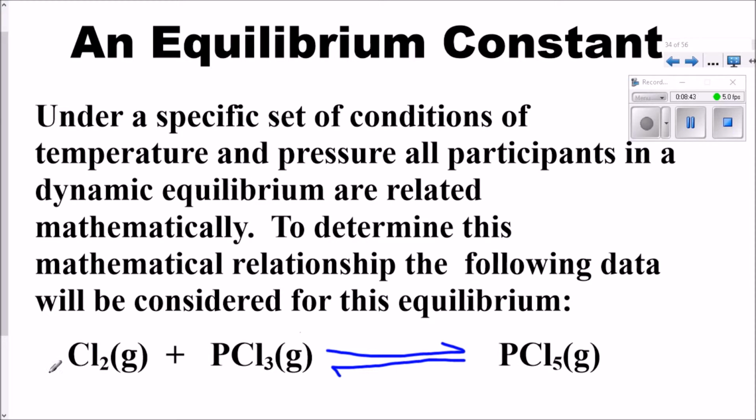So if we have an equilibrium like follows, we have Cl2 reacting with PCl3 and forming PCl5, that's equilibrium. We can get a whole bunch of different equilibrium values, and these equilibrium values will remain constant at equilibrium. Let's take a look at some.